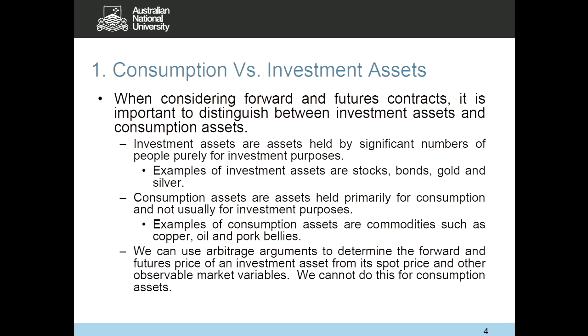For example, there are futures contracts written on stock indices. If you think about stock indices, it's a collection of individual stocks. People buy stock not to consume, but to invest, right? And there are futures contracts written on interest rate, foreign exchange, and fixed income securities, such as bonds. So those are the investment assets. And our pricing formula would always work for the investment assets, and sometimes it doesn't work for the consumption asset. So why is that the case?